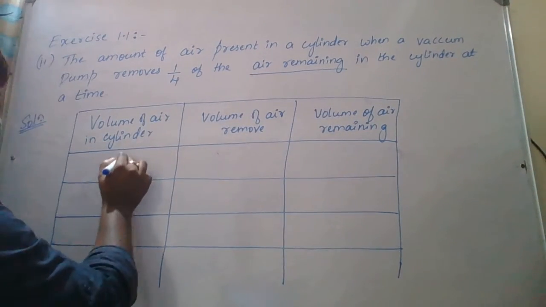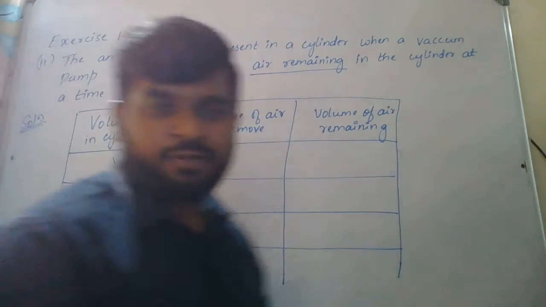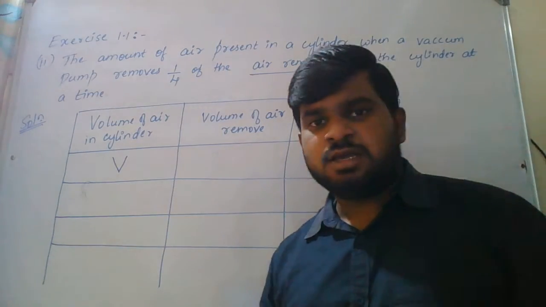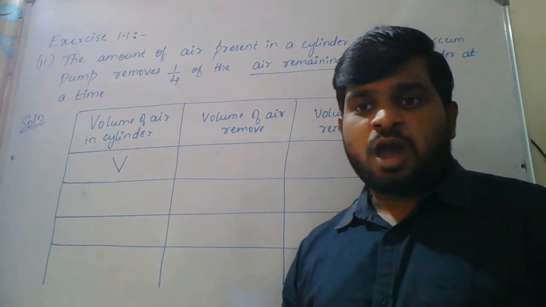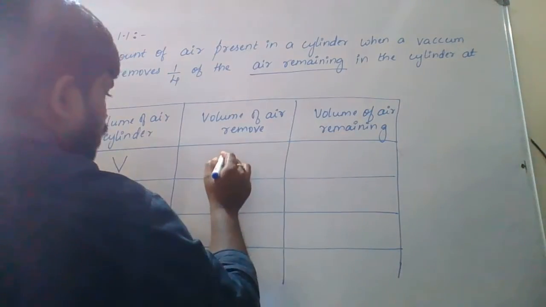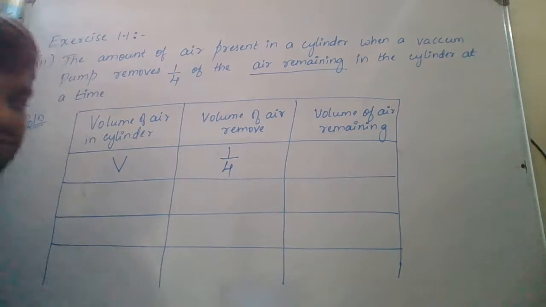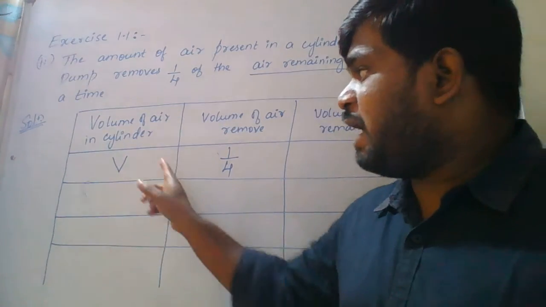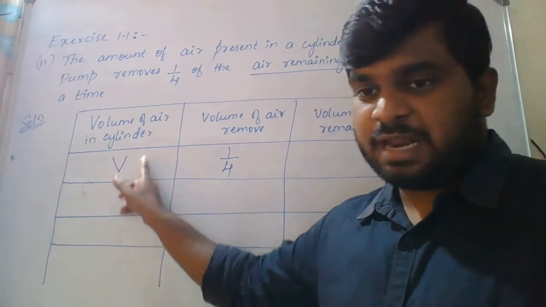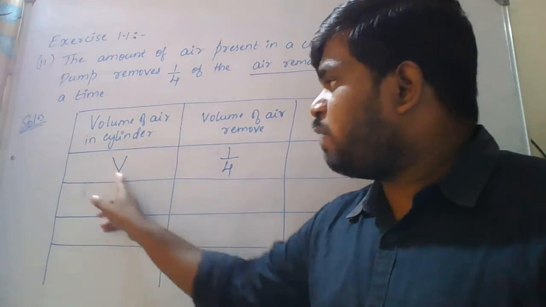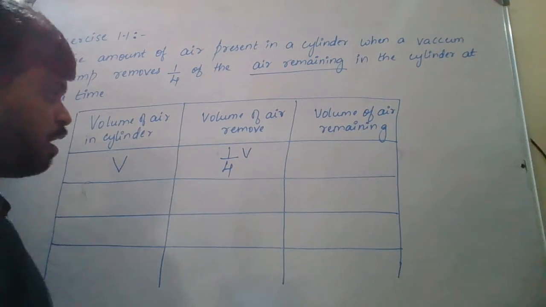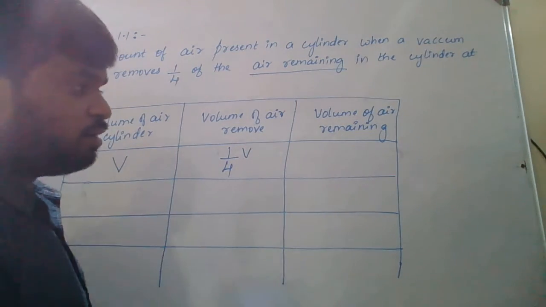Initially, let's say V is the volume of air present in the cylinder. We have got so much. Okay, how much are we going to remove? We are going to remove 1/4 of the air present in the cylinder. What is 1/4 of the air present in the cylinder? This is the air that is present now. I am going to remove 1/4 of this. So 1/4 V.